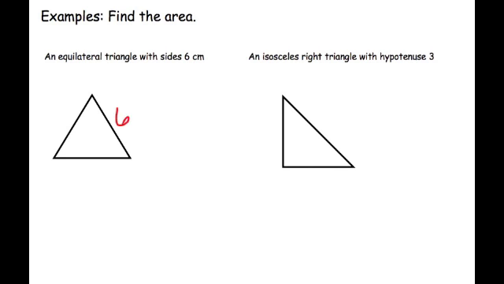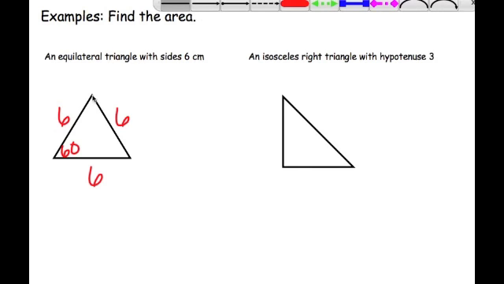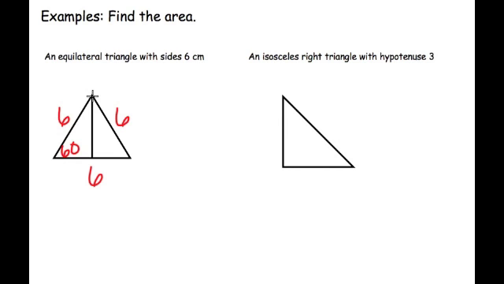Okay, let's go through the answers for this. An equilateral triangle, all the sides are going to be 6, and all the angles are 60 degrees. So we're going to drop in an altitude, which is also going to be the height of the triangle, which breaks up the base into 2 parts, 3 and 3. So we have a 30, 60, 90 degree triangle, so that means the height is going to be 3 square root of 3.